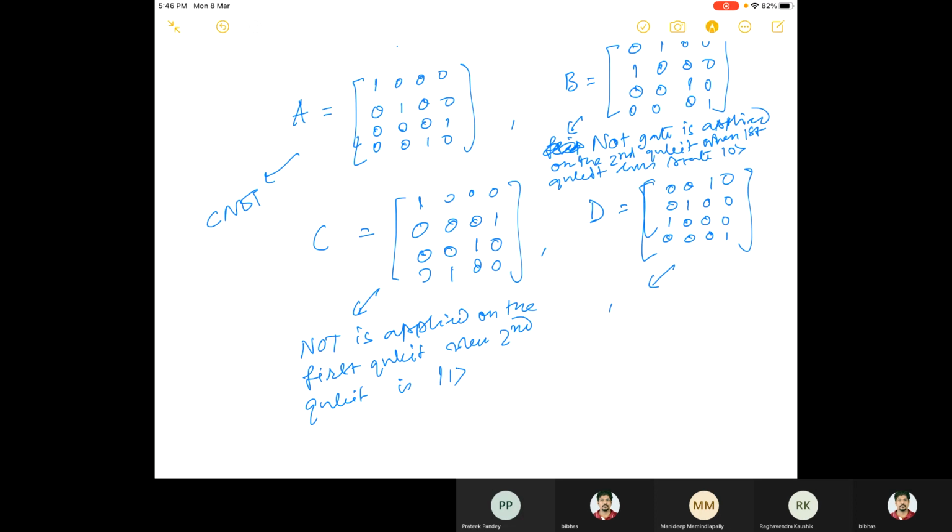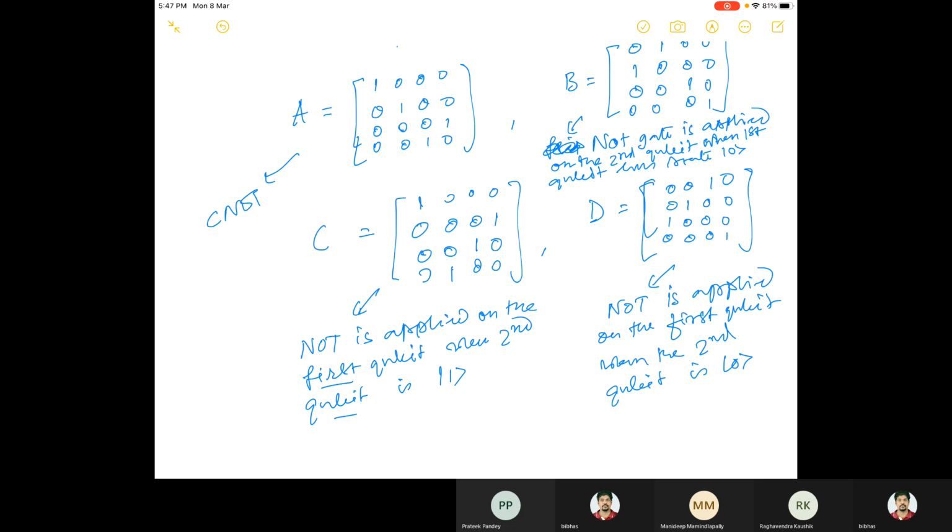And similarly D, it will be like NOT is applied on the first qubit when the second qubit is 0. So you can have basically these four fundamental control gates. One is called the C-NOT, and the others are called controlled generalized C-NOT gates.